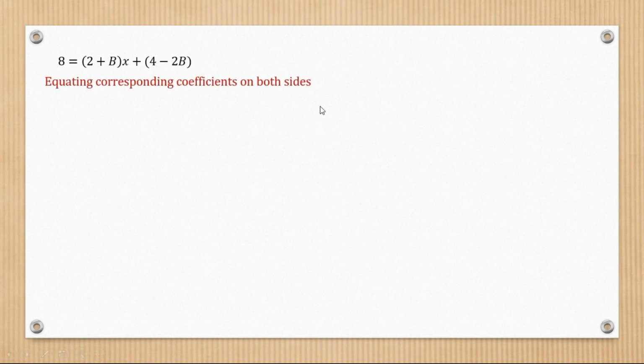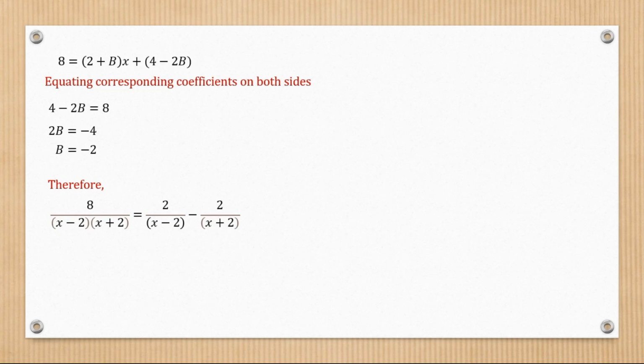And then now we can equate corresponding coefficients on both sides. So we shall actually see that 4 minus 2b shall be equal to 8, of which 2b is equal to negative 4, as you can see, because 4 minus 8 is negative 4, and then b shall be equal to negative 2. So therefore, we have 2 over x minus 2 minus 2 over x plus 2 as that part for the partial fractions.